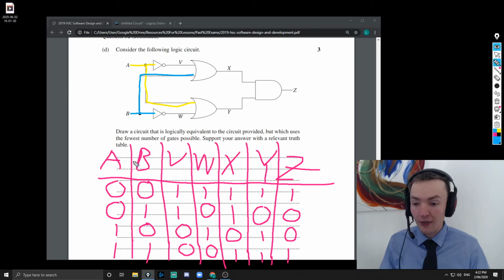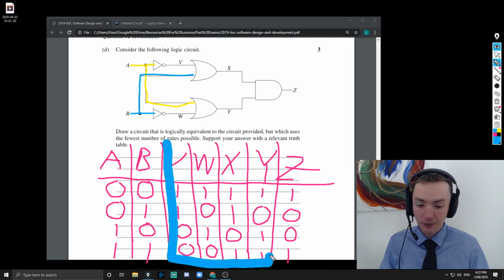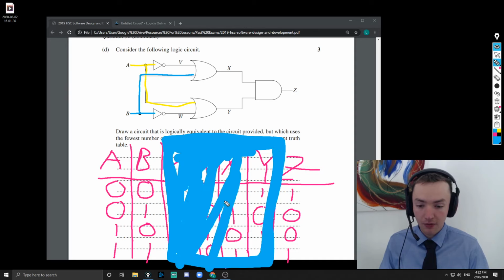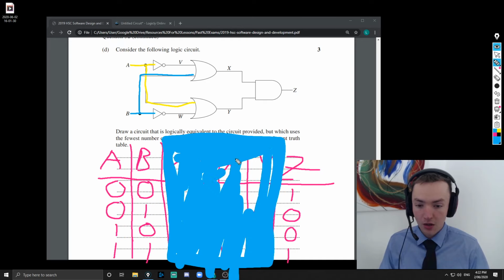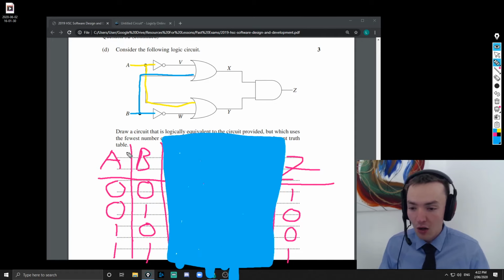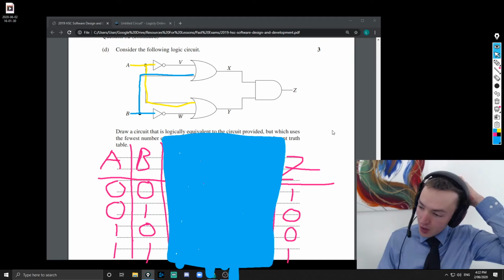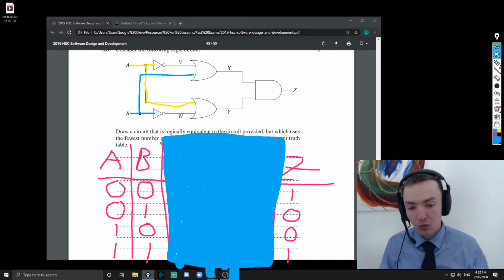This is how you simplify the circuit. We need to only look at the inputs and the output. So I'm just going to blank out the middle for a hot second. And as you can see here, all we have left is A and B, the inputs, and Z, the output. And we just want to inspect that and see what logic gate or gates will be equivalent to this.